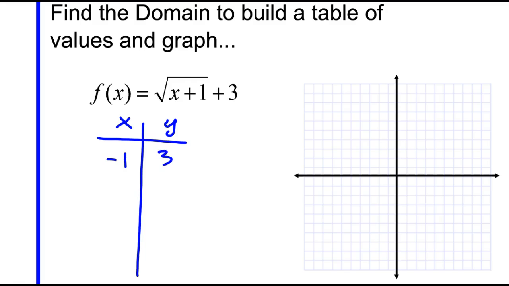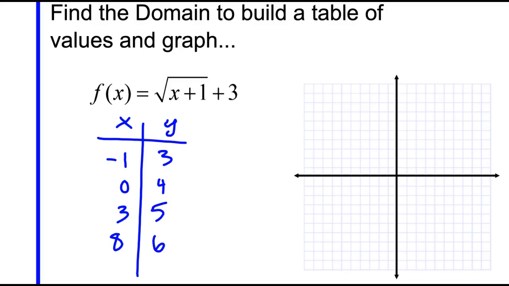Now, to get a 1 in the radical, I'm going to put 0 in. Why not? 0 plus 1 is 1, the square root of 1 is 1, and 1 plus 3 is 4. All right, so that works. The next one would be 3, just to keep our happy little values. 3 plus 1 is 4, square root of 4 is 2, 2 plus 3 is 5. Next one is 8. 8 plus 1 is 9, square root of 9 is 3, 3 plus 3 is 6. Just trying to keep the values nice and integery.